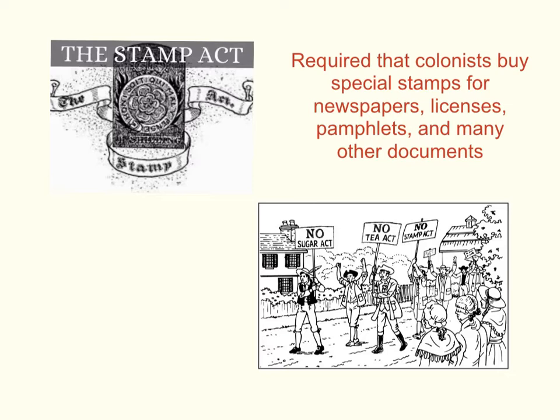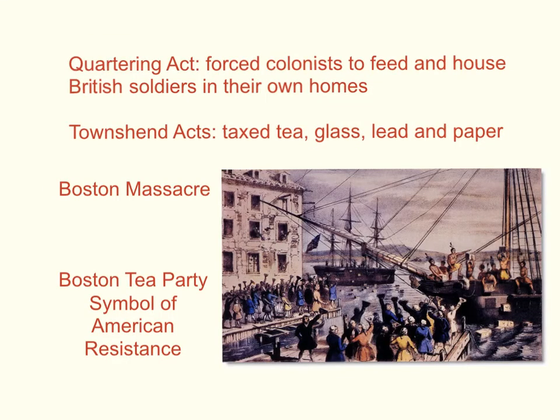The Stamp Act in 1765 required that the colonists buy special stamps for newspapers, licenses, pamphlets, and other documents. The Quartering Act in 1765 required colonists to feed and house British soldiers in their own homes. The Townshend Acts in 1767 taxed tea, glass, lead, and paper. When some of the colonial assemblies refused to abide by the new laws, the British government declared these assemblies dissolved. Violence was not far away.